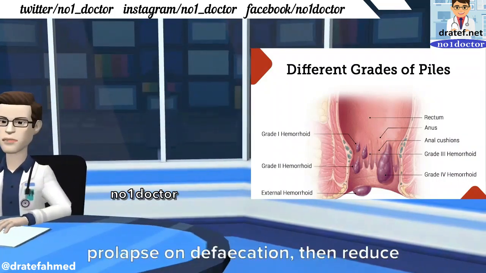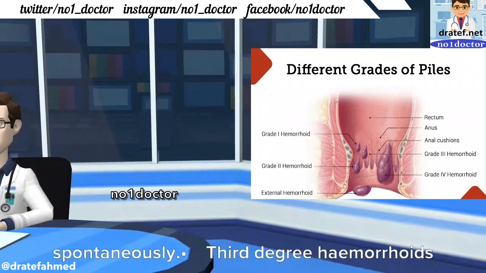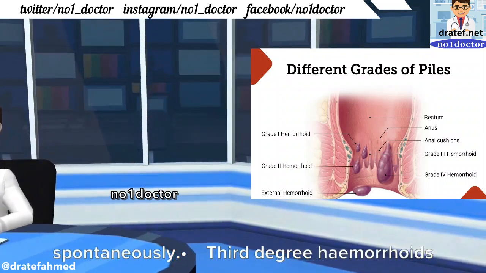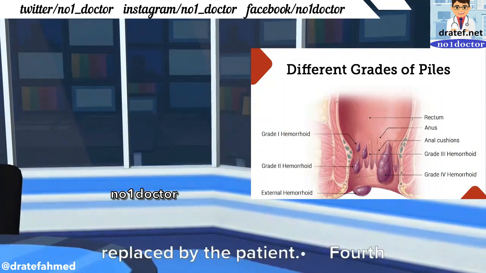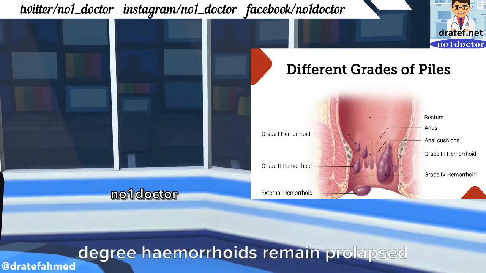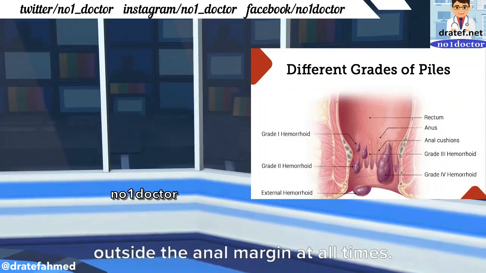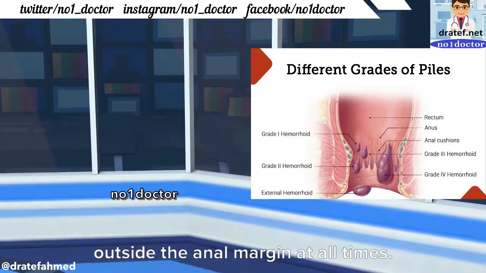Second-degree hemorrhoids prolapse on defecation, then reduce spontaneously. Third-degree hemorrhoids prolapse outside the anal margin on defecation. They may be manually replaced by the patient. Fourth-degree hemorrhoids remain prolapsed outside the anal margin at all times.